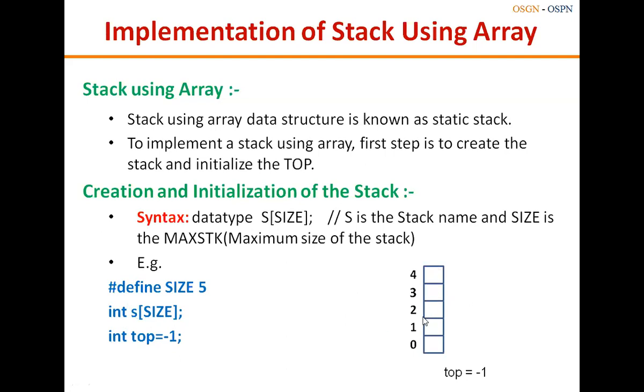So this is the array S, and since the size of this array is 5 and its index will start from 0, so 0, 1, 2, 3, 4, it will go up to 4. And this end is closed, this end is open. So all the insertion and deletion will be done from this end only. And initially top value is -1, so that's why top equals -1. So any question here, students? No, sir.